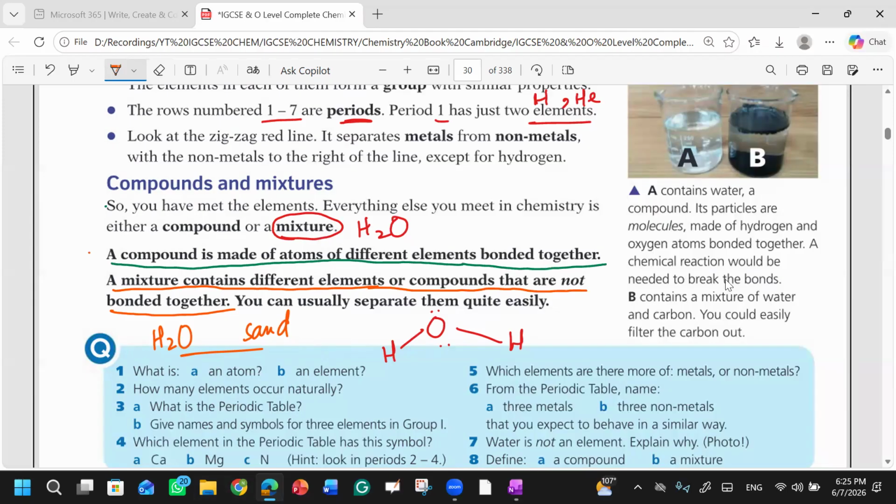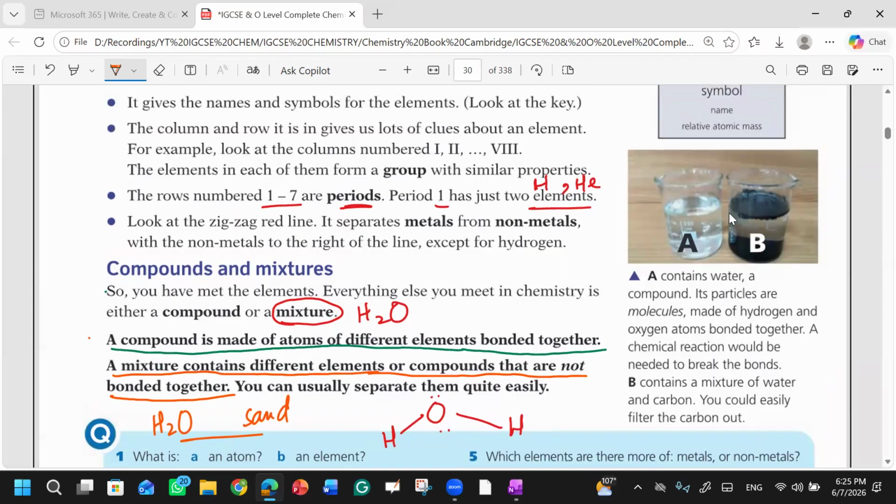Can you now tell me in this image which one is compound and which one is mixture? A is compound and B is mixture. Yeah, B is the mixture of water and carbon. How can we differentiate? Because you see, carbon is settled down. Some of the carbon is present on the top and some carbon is settled down. So this is known as a mixture.